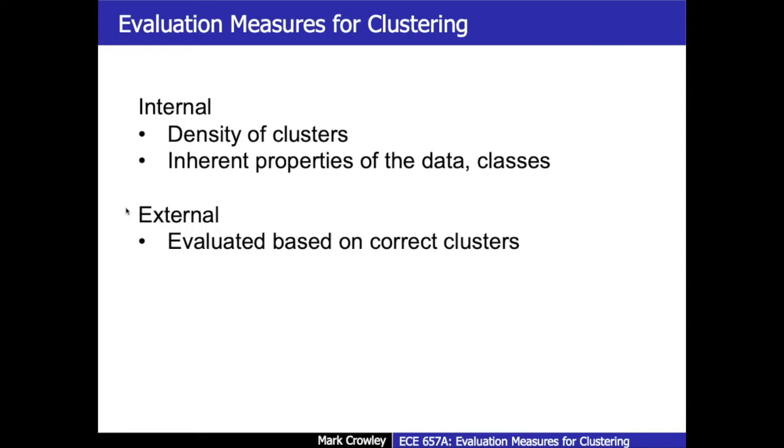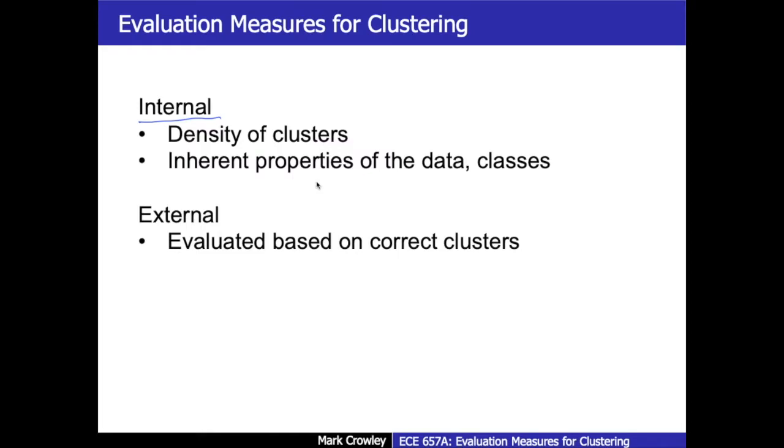So for clustering, there are two main categories of evaluation measures, internal and external. Right? So internal methods are ones where it's based on the data itself. So we're looking at the structure of the data, the spatial orientation of it, inherent properties about the data and their relationships that help us evaluate whether this clustering is good or not.